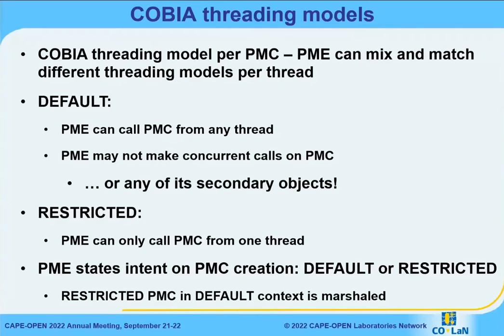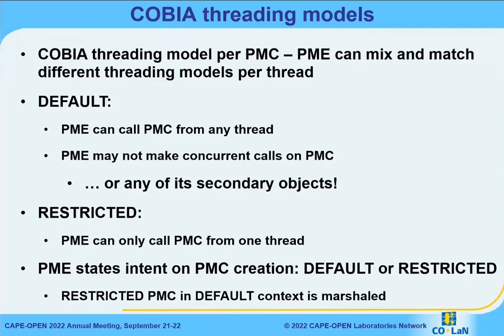I should have inserted a slide on that, but essentially the agreement for both COM and COBIA is that if a PMC gets called, it gets called on a PME thread, and it cannot call back any PME objects other than the thread it was being called from. So it is not safe under any circumstance for a PMC to create its own threads and to access, for example, a material object from that thread to do thermal calculations on that thread. The bigger picture is there.